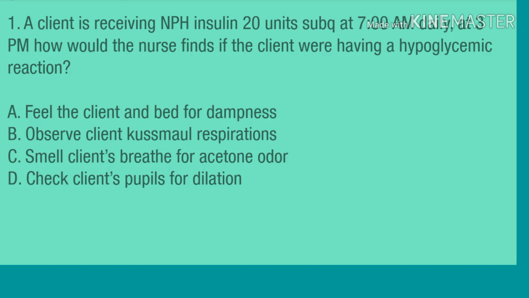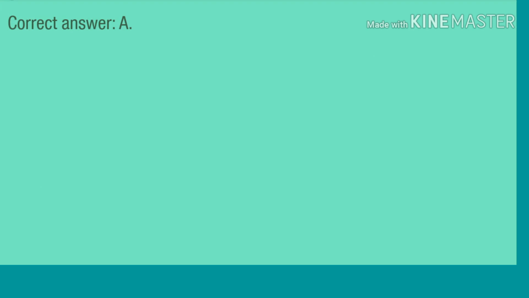A. Feel the client and bed for dampness. B. Observe client gush mouth respirations. C. Smell client's breath for acetone odor. D. Check client's pupils for dilation. Correct answer, A.